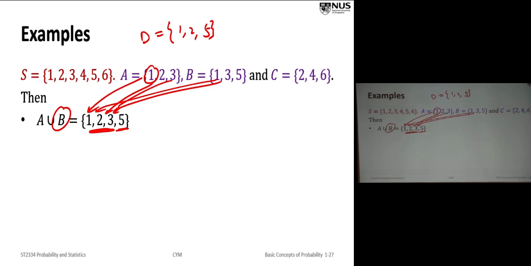So now I find a way to describe 1, 2, 3, 5. It is an event that consists of a number which is either a number less or equal to 3, or an odd number. Basically, I combine the two descriptions. How about A union C? So it's 1, 2, 3, 4, 6.